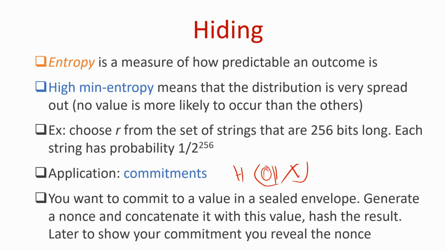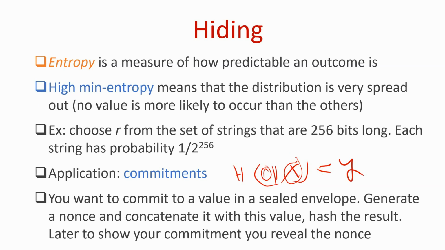Now, how does this actually apply to commitments? Let's say later you want to prove to people that you were the one that generated this input value X. What do you do? You basically reveal the commitment value. You reveal the value R and you say, okay, because when you concatenate R with X, the result is this number, then I am the one who generated X.